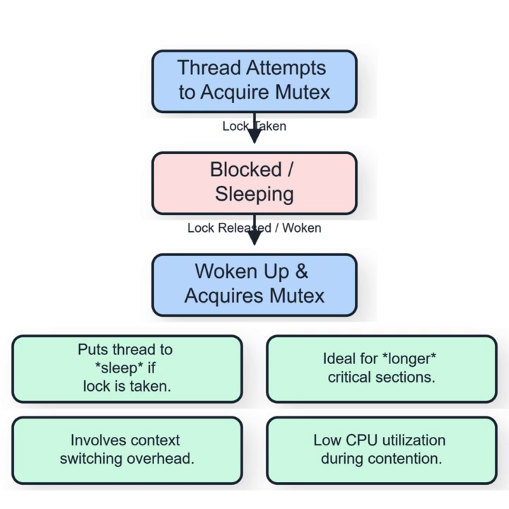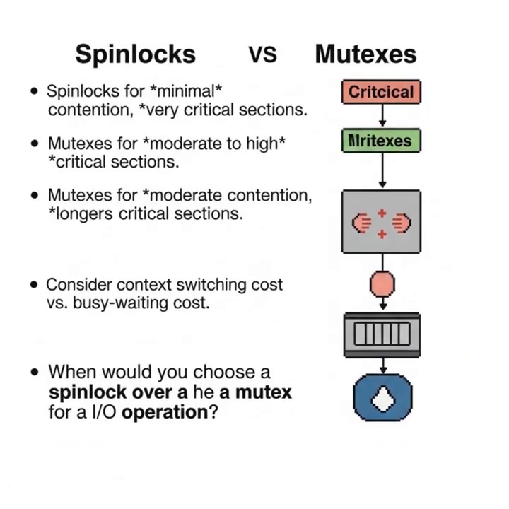However, this benefit comes with an overhead. The act of putting a thread to sleep and waking it up involves a context switch, which is a relatively expensive operation for the CPU. So while mutexes offer low CPU utilization during contention, their performance can suffer if critical sections are too short, making the context switch overhead disproportionately large.